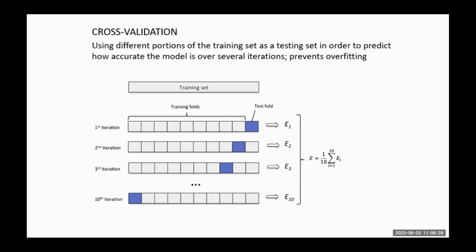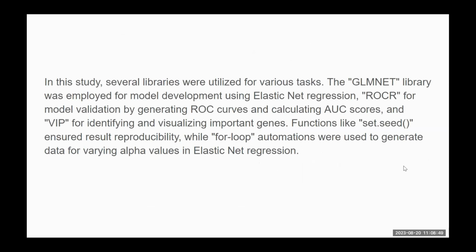For data scarcity, when you have limited data available, cross-validation allows you to make the most out of your data set. It helps you maximize the use of the available information and make more reliable decisions about model performance. And yeah, it's about that. And in this study, several libraries were utilized for various tasks.